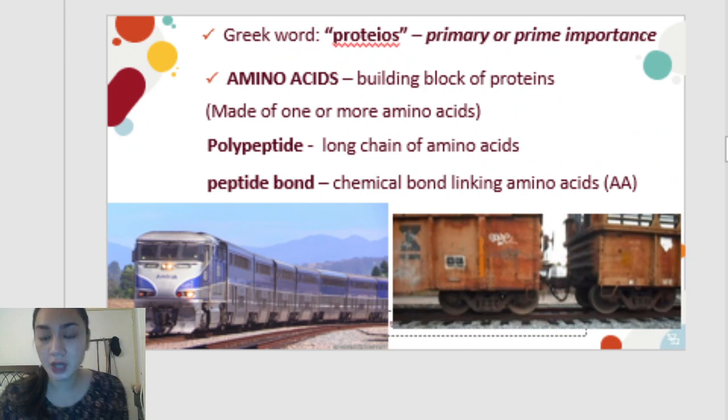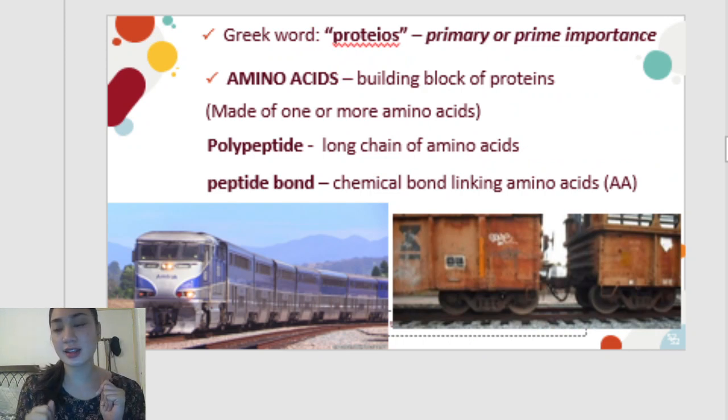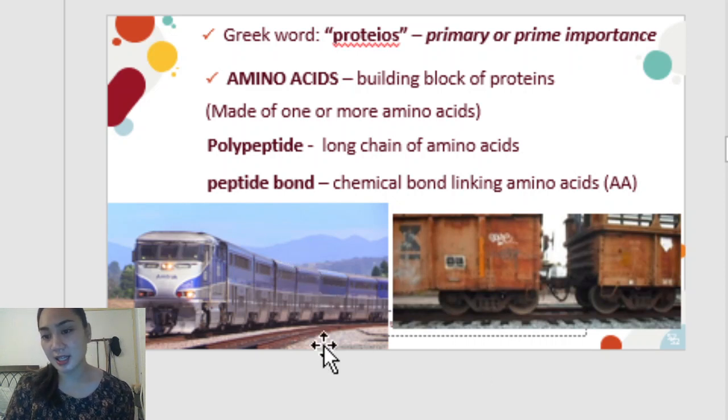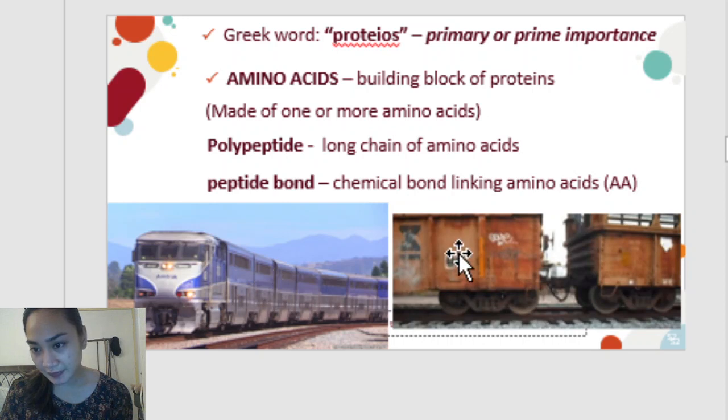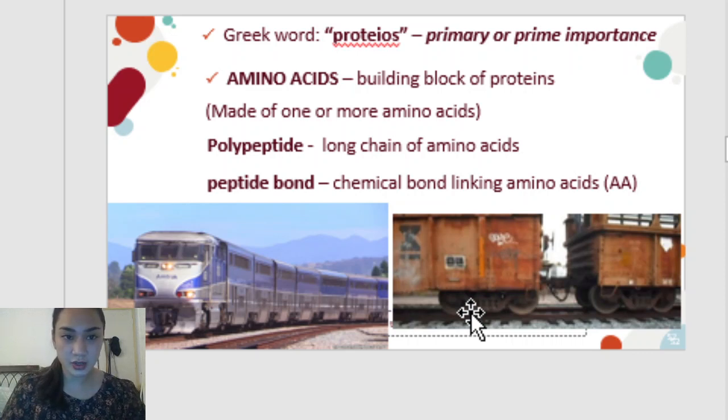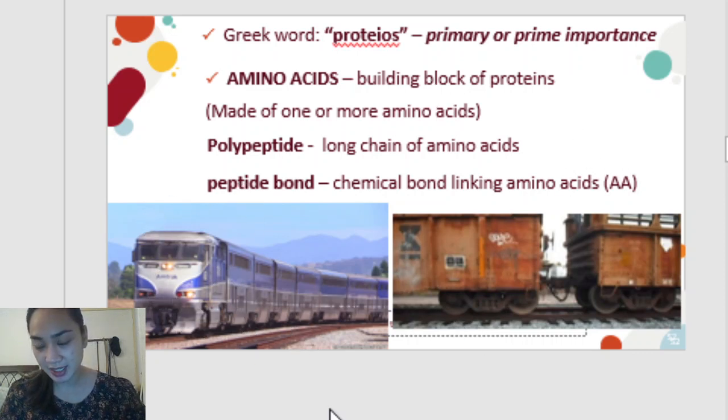If we compare the terms, I like to think of things we can compare with. So, the amino acid, if you see this train, each car has its own letter, like A, B, C, etc. Each one here is an amino acid. The whole train itself is called a polypeptide because it is a chain of amino acids. And the one linking them, which you see on the screen, is the peptide bond. That's how I want to compare it.